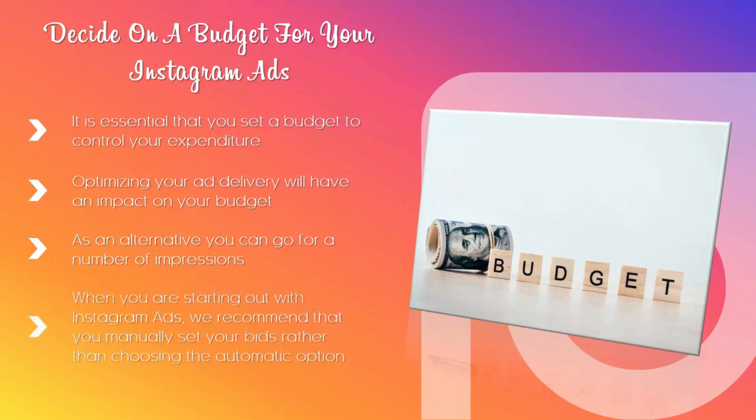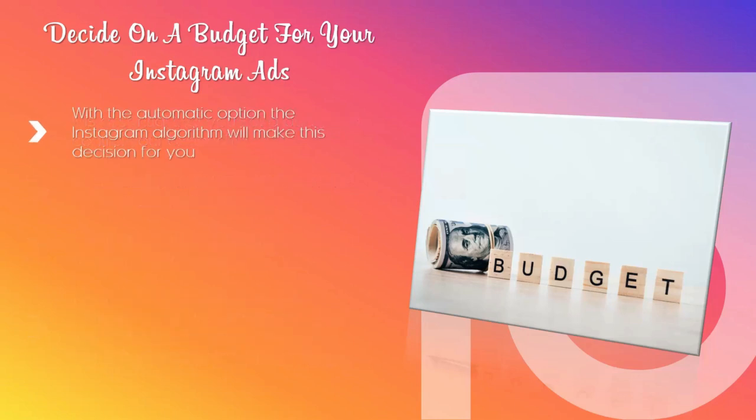When you are starting out with Instagram ads, we recommend that you manually set your bids rather than choosing the automatic option. By choosing the manual option, you are able to decide on the maximum price that you are prepared to pay for link clicks. With the automatic option, the Instagram algorithm will make this decision for you. But one of the advantages of setting this manually is that you will have the option to make higher bids than your competitors to try and outdo them.